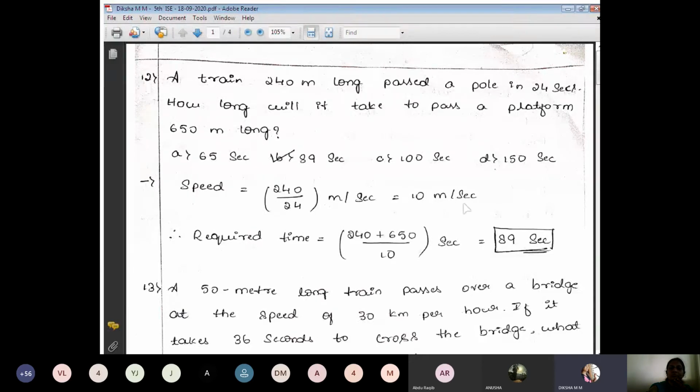Now time is equal to distance divided by speed. Distance means the length of the train as well as the length of the platform. So 240 plus 650 divided by 10. 240 plus 650 means 890, divided by 10, that is 89. So the answer is 89 seconds.